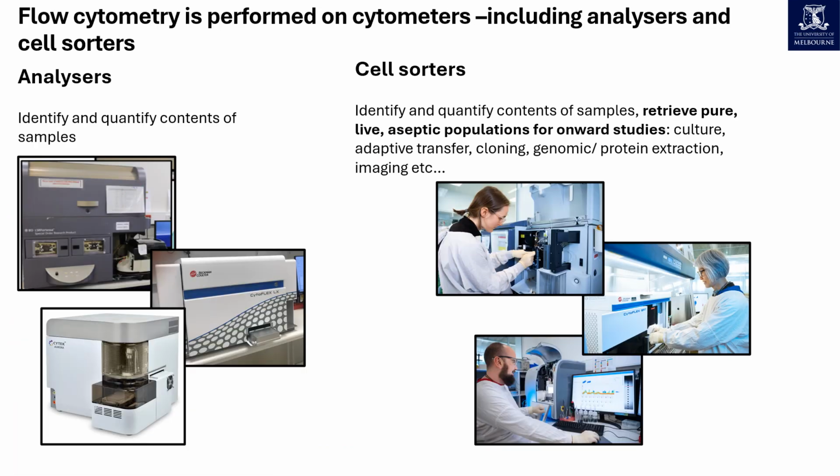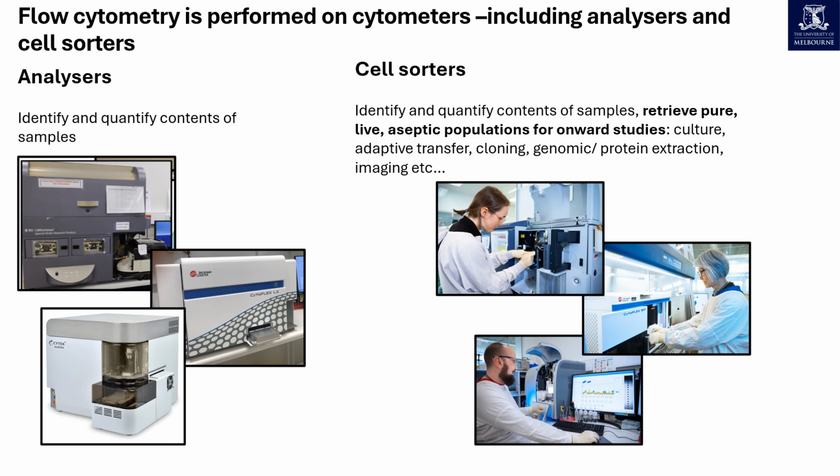Now back to cytometers. Flow cytometry is performed on cytometers, including analyzers and cell sorters. Analyzers, on the left, identify and quantify particles in samples, and generally, assays are performed by researchers after hands-on training has been provided. Sorters, on the other hand, identify and quantify particles in samples, but also allow the retrieval of up to 6 pure populations simultaneously for onward workflows.